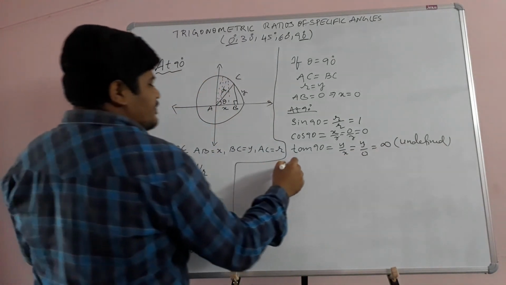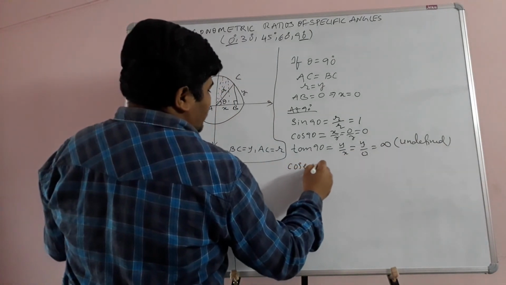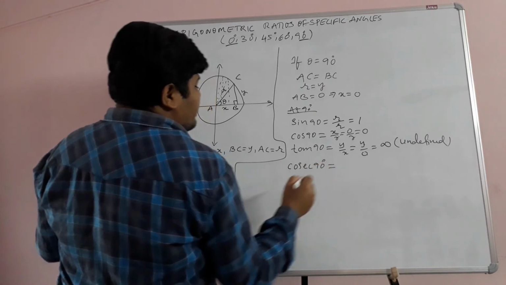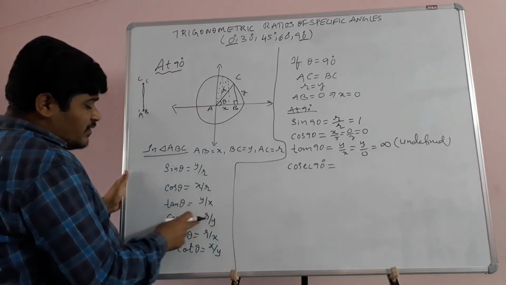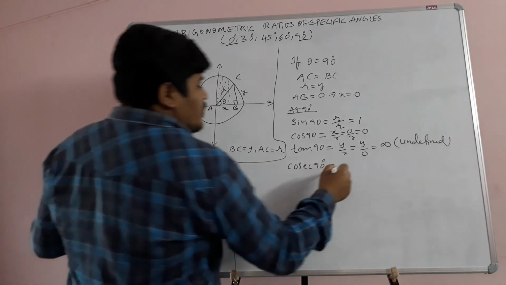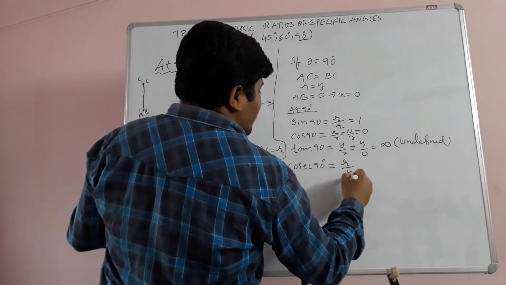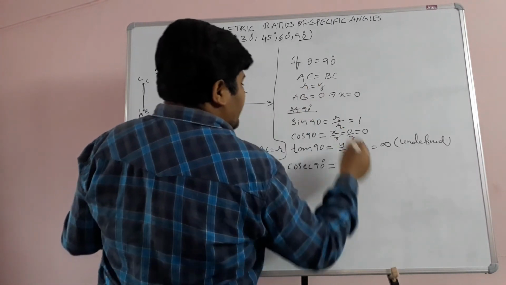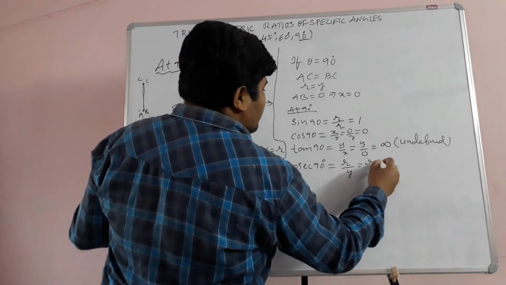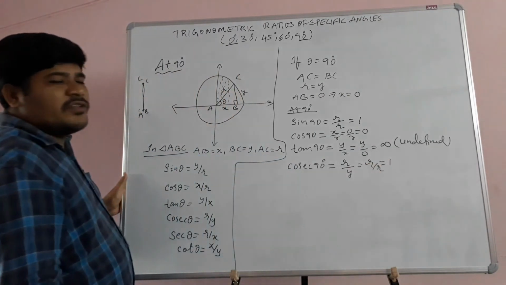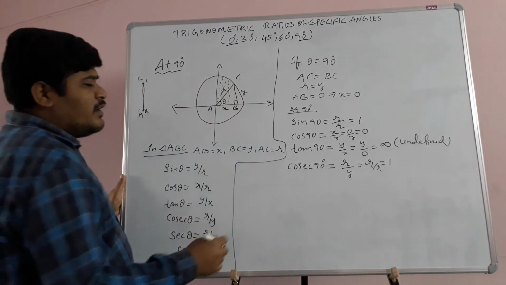Now cosec 90. Students, cosec theta is equal to what? R by y, no? So here you have to take r by y, but r is equal to y. It can be written as r by r, which gives you 1. So cosec 90 is equal to 1.